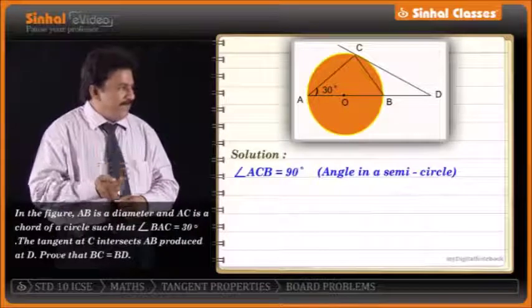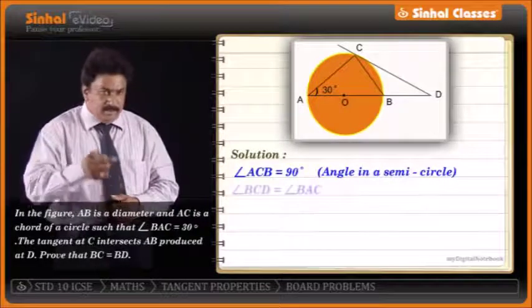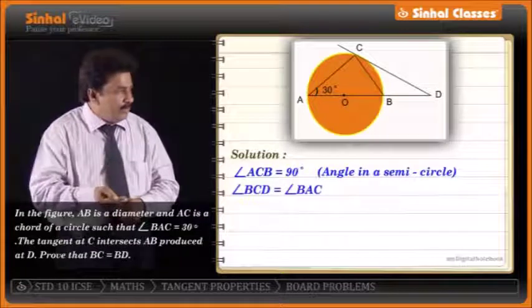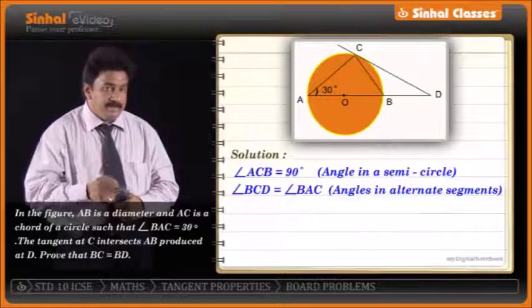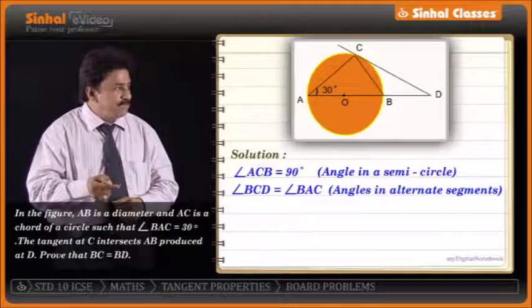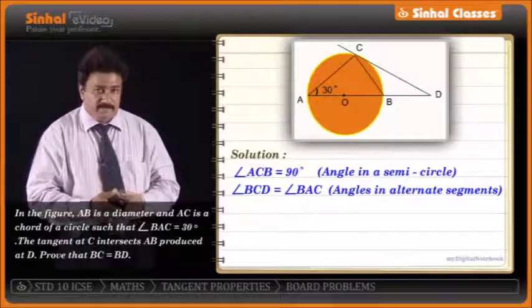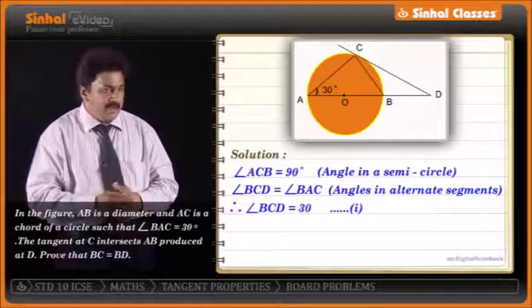Now it's given to you that BAC is 30 degrees. Angle BAC is equal to angle BCD. What's the reason? Alternate segment theorem. Therefore, angle BCD is 30 degrees.